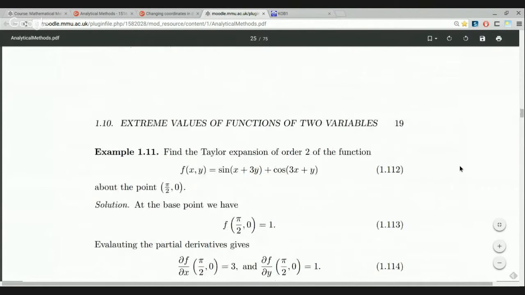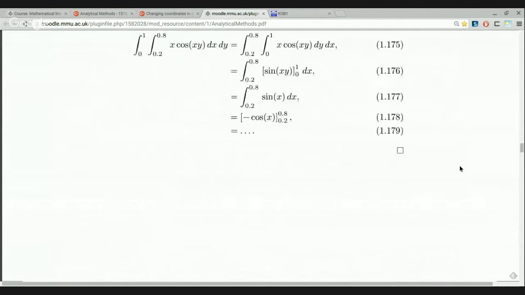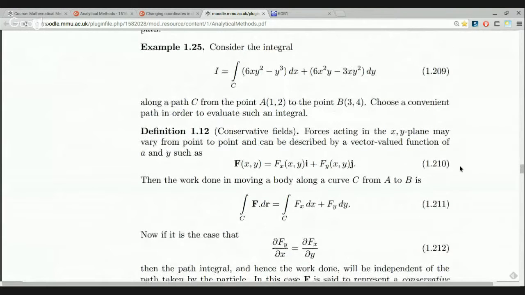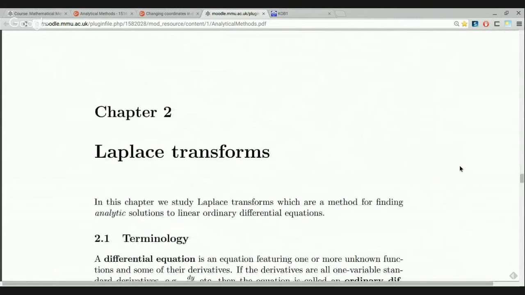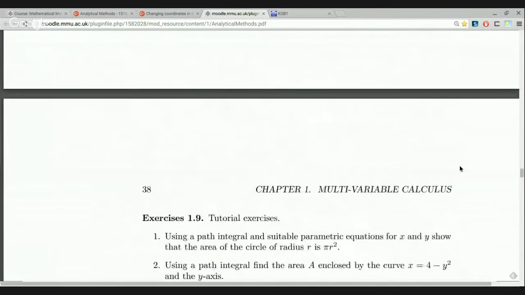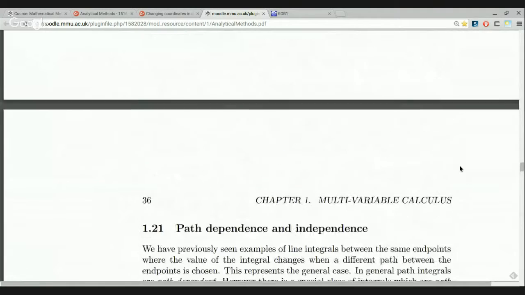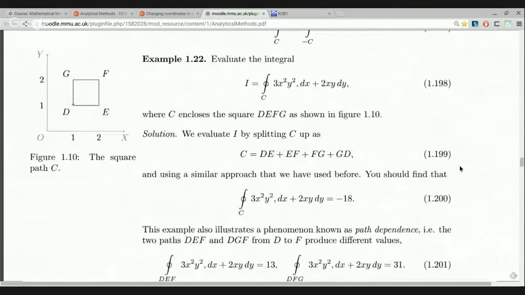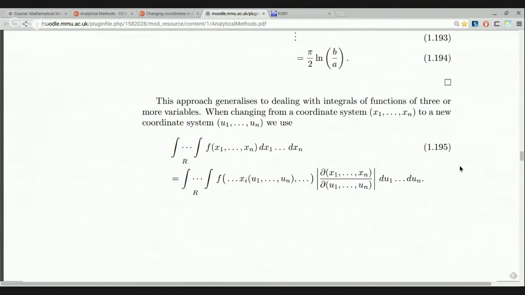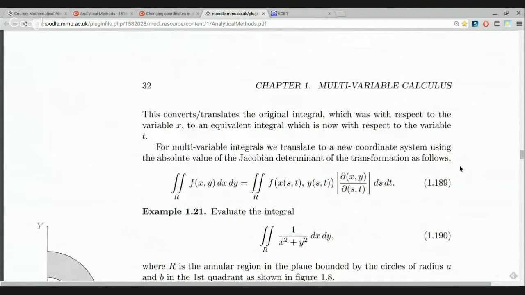So when we transform the integral, the new differential is this: we replace the dx dy part in the original integral by the absolute value of the Jacobian times the new pair of differentials, ds dt. So this term here is the absolute value of the Jacobian determinant.